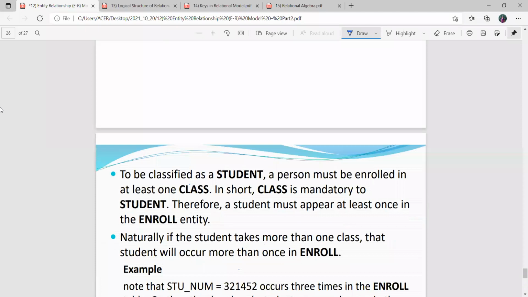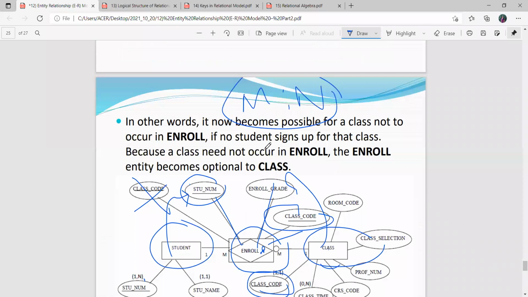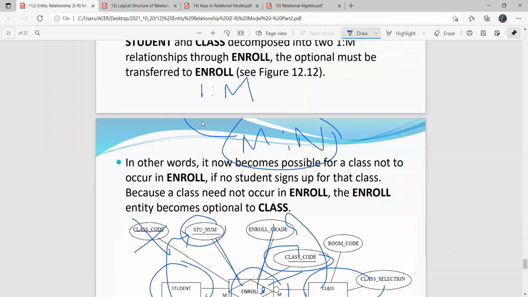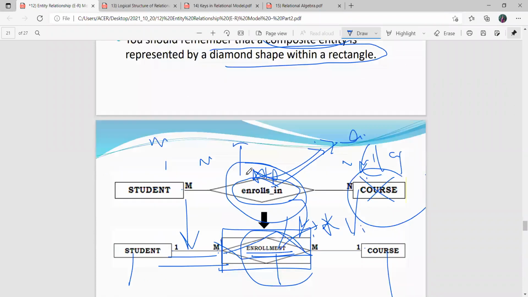So in an ER diagram, it is difficult to denote a many to many relationship. At that time, we need to convert this many to many relationship into a one to many relationship. To convert this, we are going to create a bridge entity. You can see this one is one to many. So we are creating a bridge entity between these two entities. A bridge entity can be created like this enrollment.